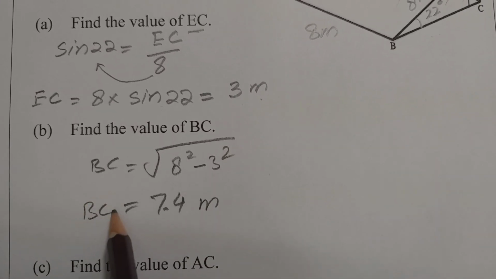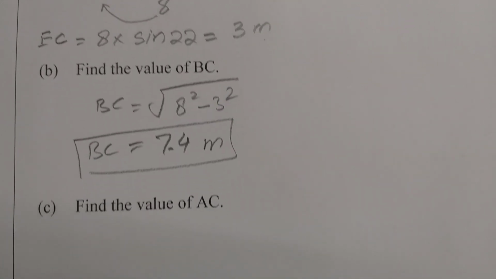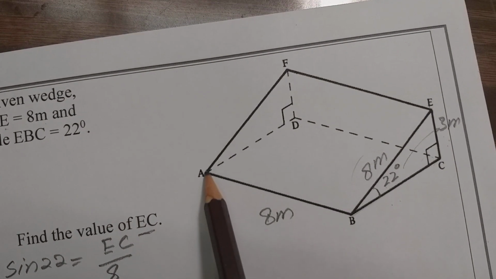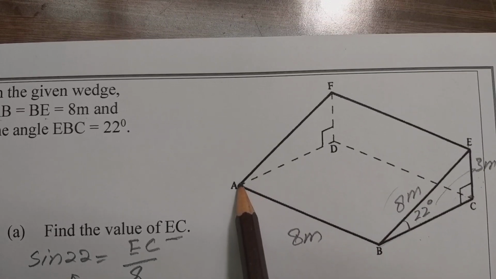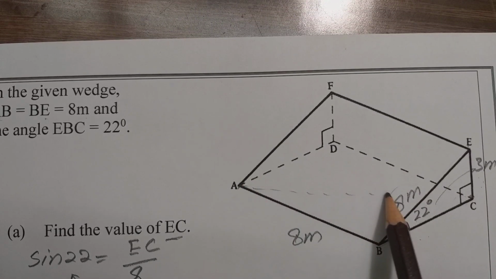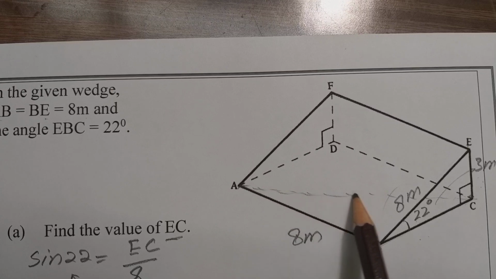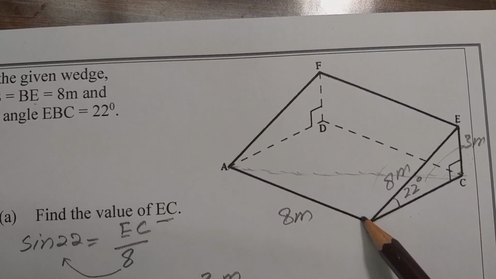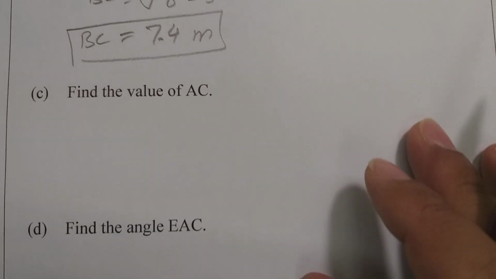So this is BC. Now in the next part of the question, find the AC. We need to find AC. This is A and this is C. So just join these two, so it becomes AC. So we have the triangle ABC. This is the right angle here, so ABC is a right angle triangle.